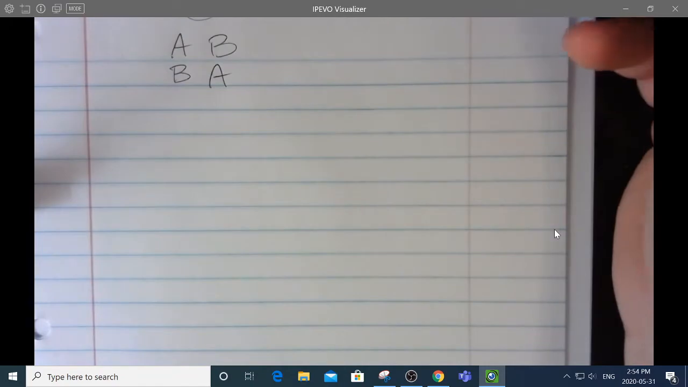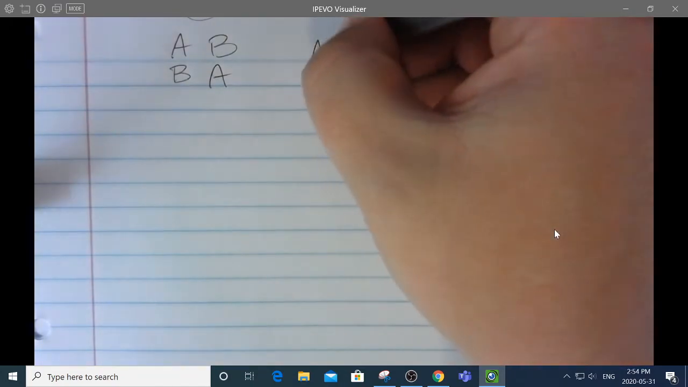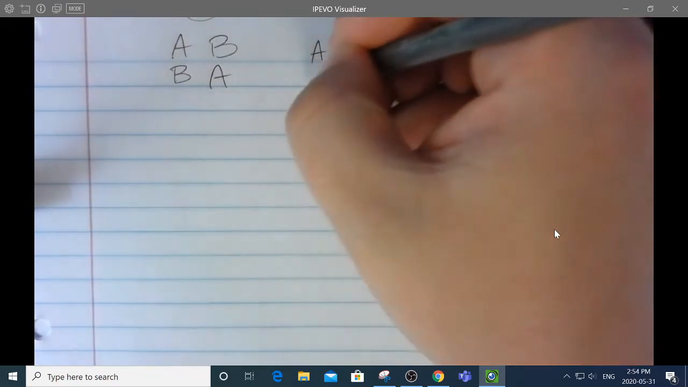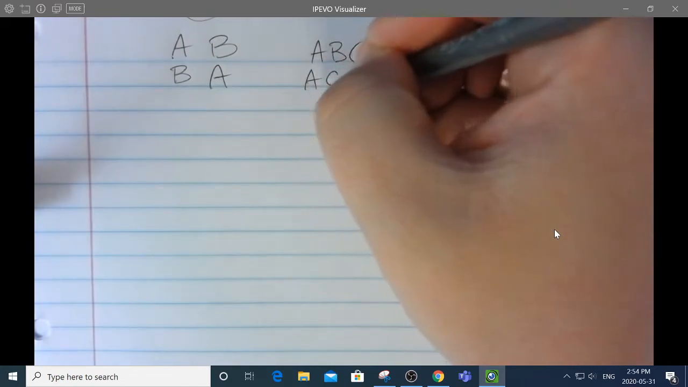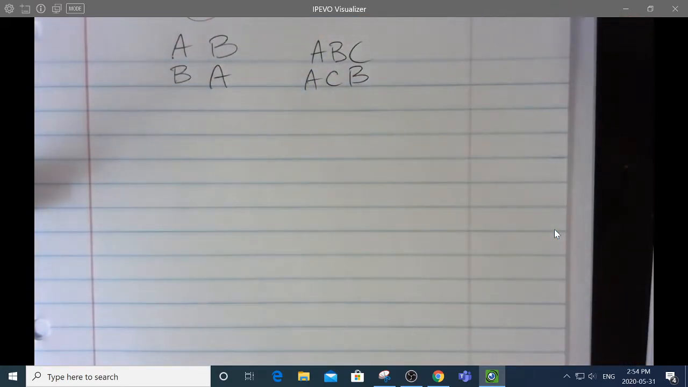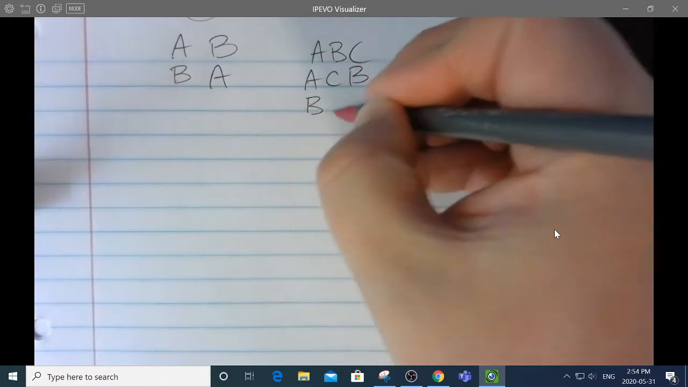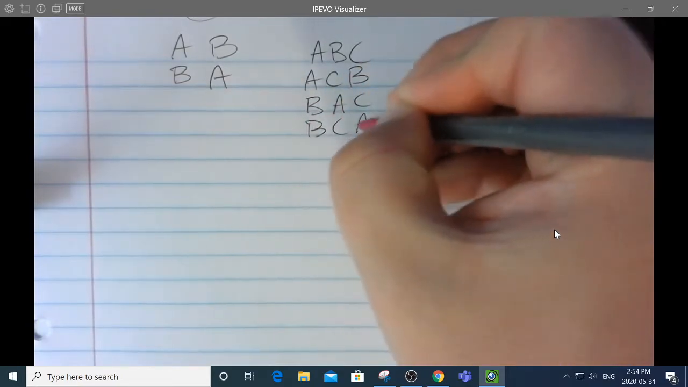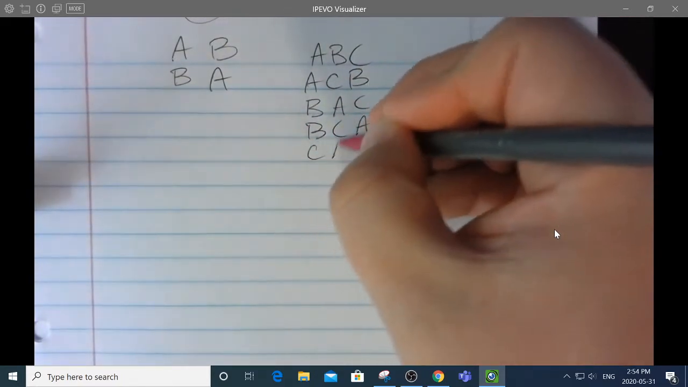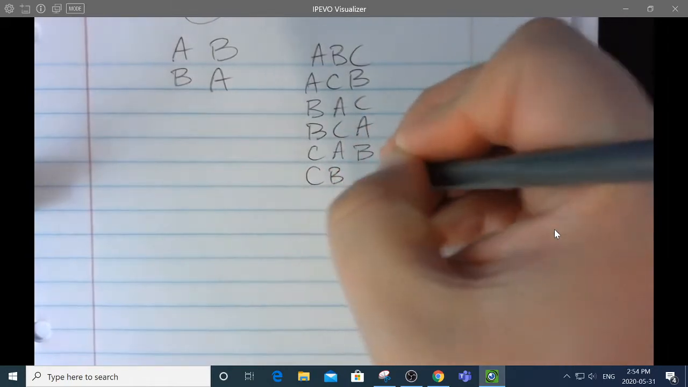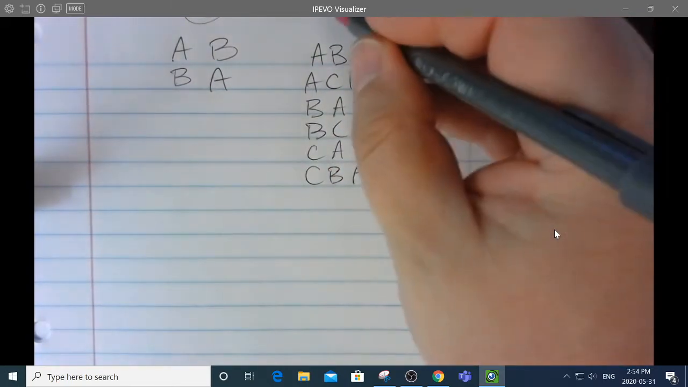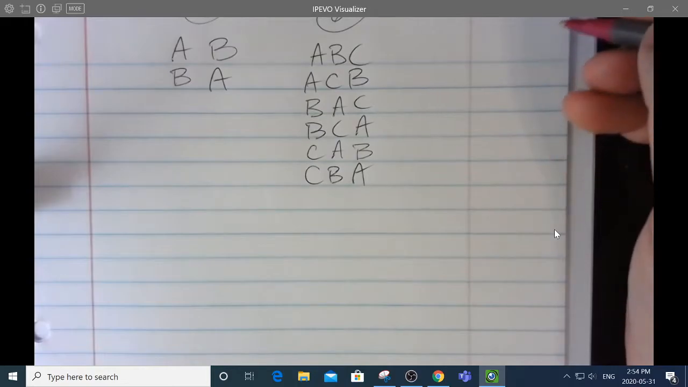But what if I had 3 people? Persons A, B, and C. Well, I could go person A, then B, then C, or A, then C, then B. That's both ways where A's first. What if B's first? Then it's BAC or BCA. What if C's first? CAB and CBA. And we've run out of possibilities. There's 6.